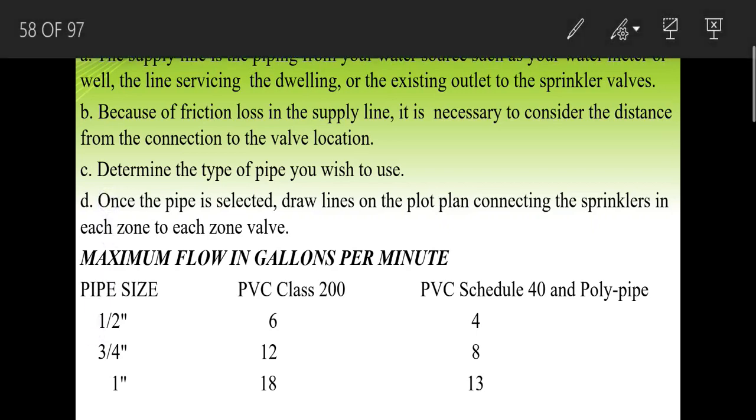This is the chart. Maximum flow in gallons per minute. We have pipe size, PVC class 200, and PVC schedule 40 and 80.